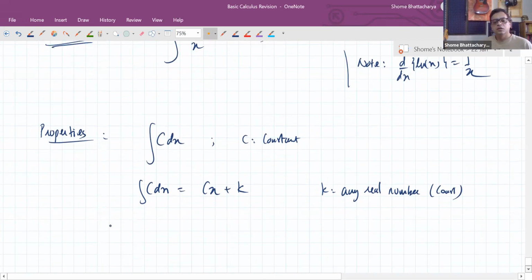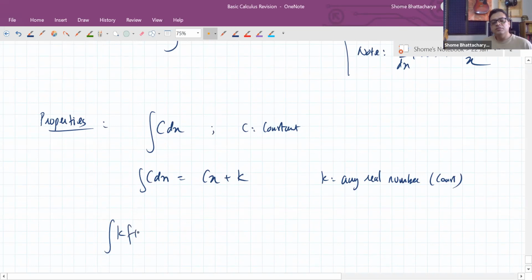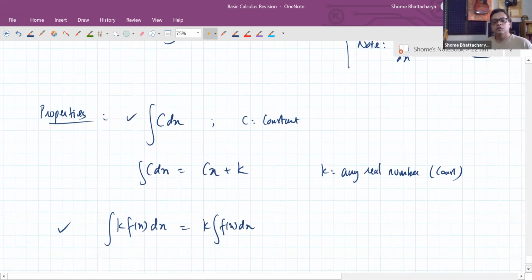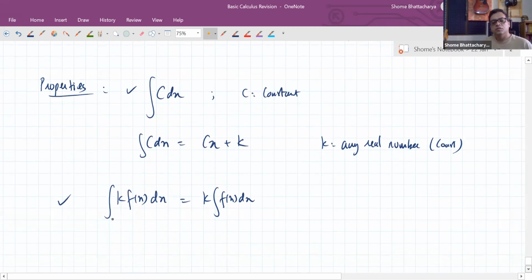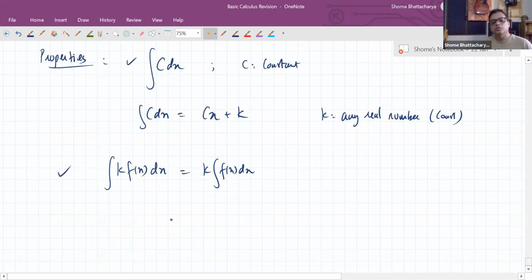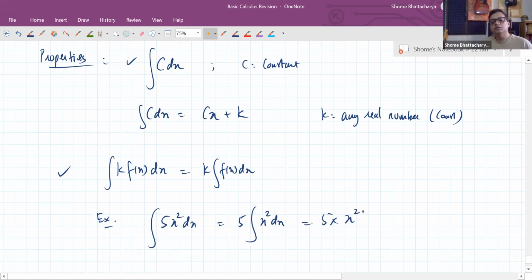Then if we are integrating a constant multiplied by a function, we can take the constant outside and integrate the function. So for example, if we want to do integration of 5x squared, first step we'll take the 5 outside, then we will use the formula that we've seen earlier, x to the power n plus 1 upon n plus 1. So as you can see, this will become 5 by 3 x cubed plus c. So very simple, nothing complicated about these.